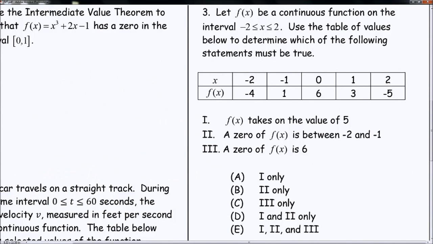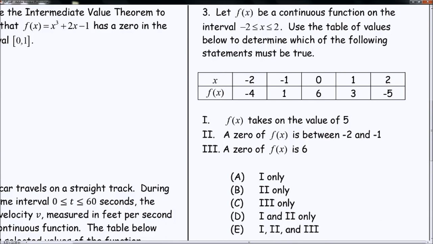Number 3, let f of x be continuous on the interval from -2 to 2. Using the table of values below, determine which of the following statements must be true. If you just look at the x values, we're going -2, -1, 0, 1, and 2. F of x is -4, 1, 6, 3, and -5.